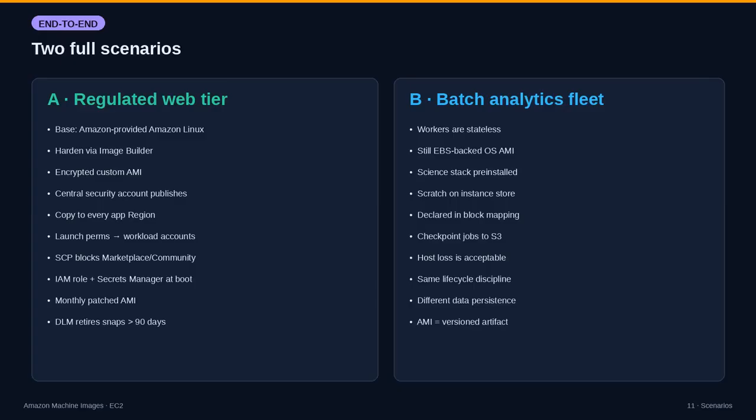Scenario B, a batch analytics fleet. Workers are stateless. You still use an EBS-backed custom AMI for a reliable OS and pre-installed science stack, but scratch space lands on instance store volumes declared in the block device mapping. Jobs checkpoint to S3, so host loss is acceptable. Same lifecycle discipline, different persistence story on the data path. Notice both scenarios still treat the AMI as a versioned, encrypted, automated artifact, not a pet server someone configured by hand.